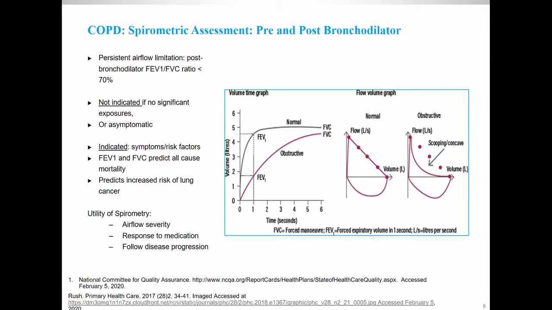And why do we do spirometry? We can help diagnose obstruction. We can see the response to treatment or lack of response and follow the natural history of the disease. And severe FEV1 reduction and ratio is associated with risk of mortality. Next slide.